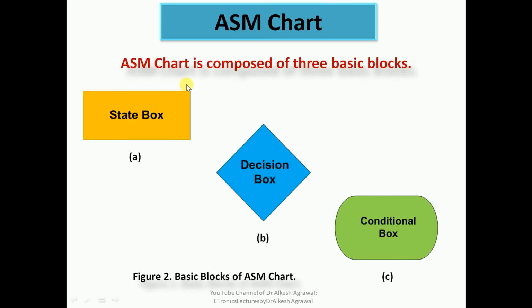An ASM chart mainly consists of three basic blocks. These basic blocks are shown in figure 2. We have a state box, which is rectangular in shape, a decision box, which is diamond in shape, and a conditional box, which is oval in shape. So in all we have three basic blocks through which an ASM chart is generated from a state diagram. I repeat, one is the state box, which is rectangular in shape, one is the decision box, which is diamond in shape, and one is the conditional box, which is oval in shape.